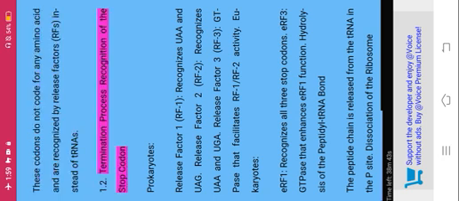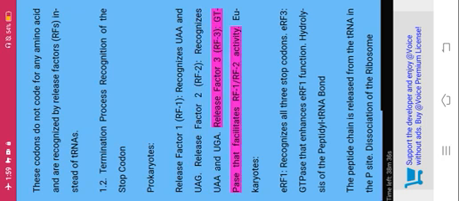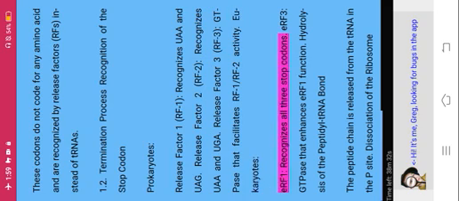1.2. Termination process. Recognition of the stop codon. Prokaryotes. Release factor 1, RF1, recognizes UAA and UAG. Release factor 2, RF2, recognizes UAA and UGA. Release factor 3, RF3, is a GTPase that facilitates RF1 and RF2 activity. Eukaryotes. eRF1 recognizes all 3 stop codons. eRF3 is a GTPase that enhances eRF1 function.